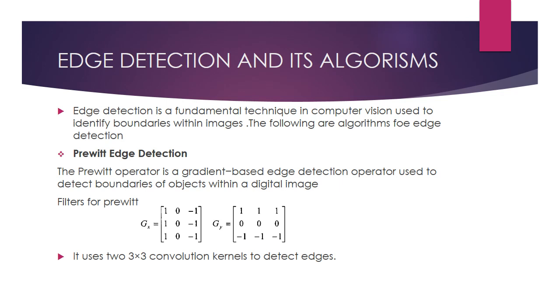Now the algorithms for edge detection. Edge detection is a fundamental technique in computer vision that is used in identifying boundaries within images. And of course, there are algorithms that help us in edge detection.